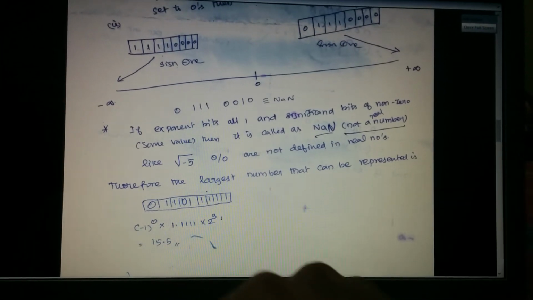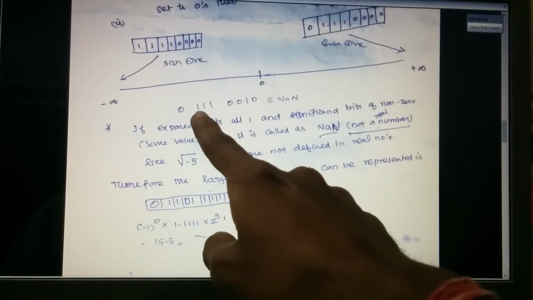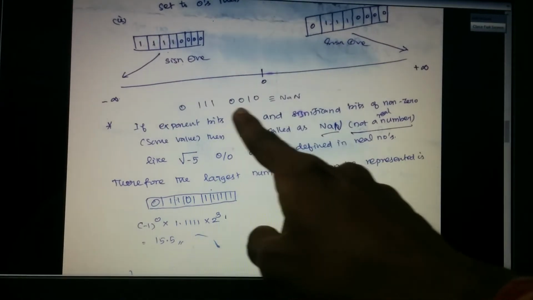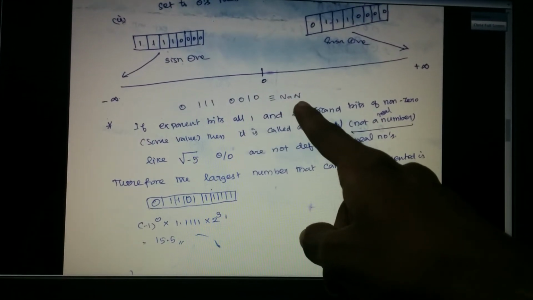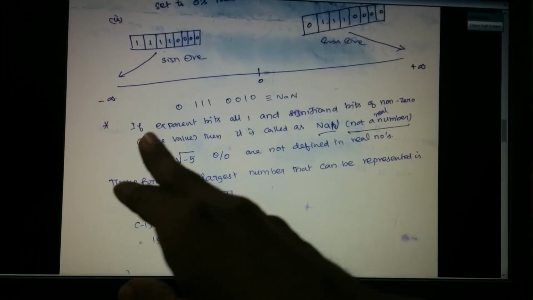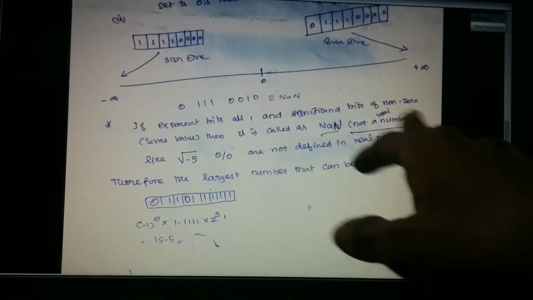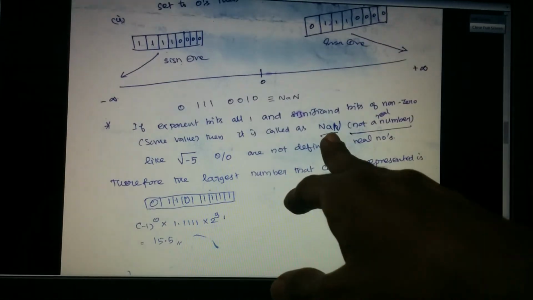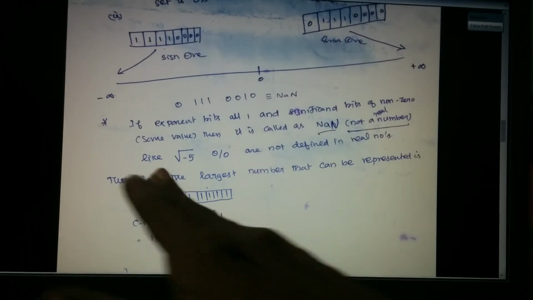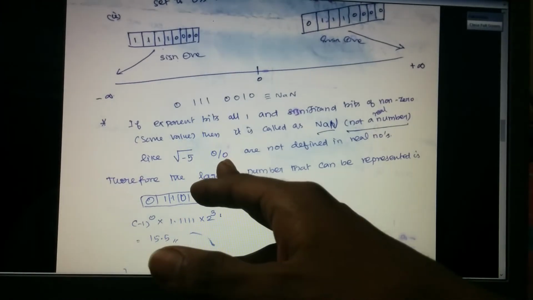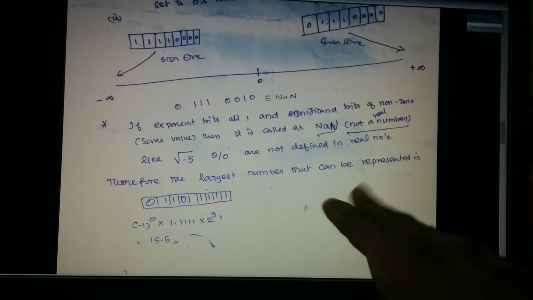Now the next case, where all three exponent bits are 1s but the significant is a non-zero number, then we call it NaN. If the exponent bits are all 1 and the significant is a non-zero number, then it is called NaN, meaning not a real number. Examples are the square root of -5 and the 0/0 form, which are not defined in real numbers.